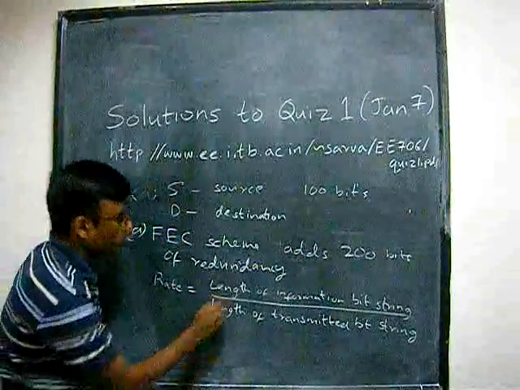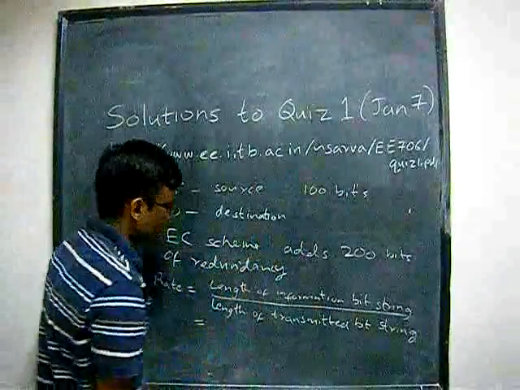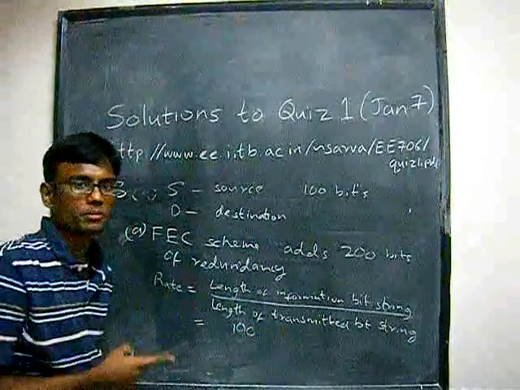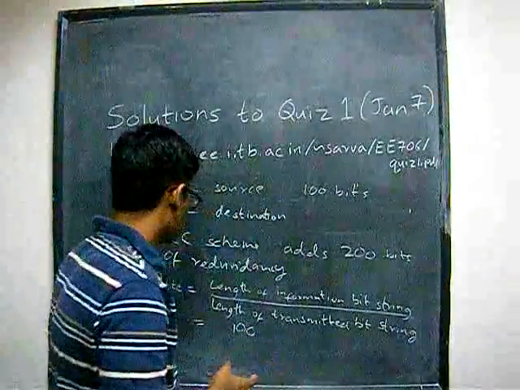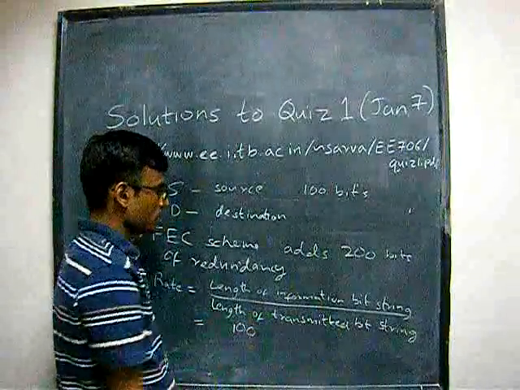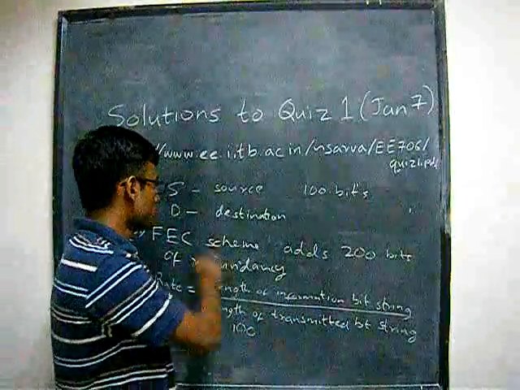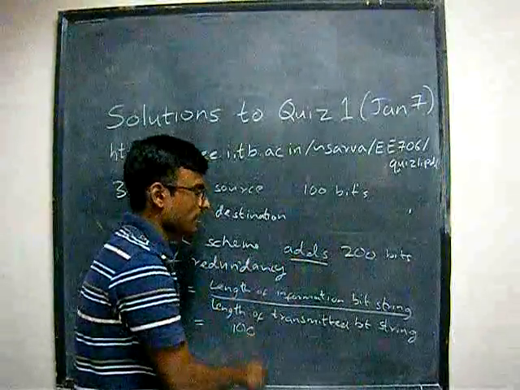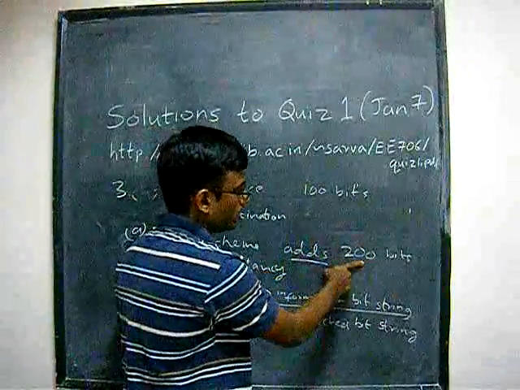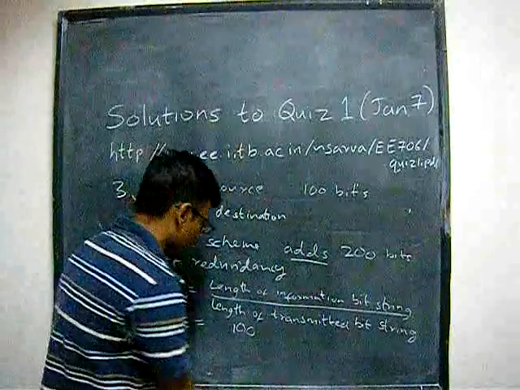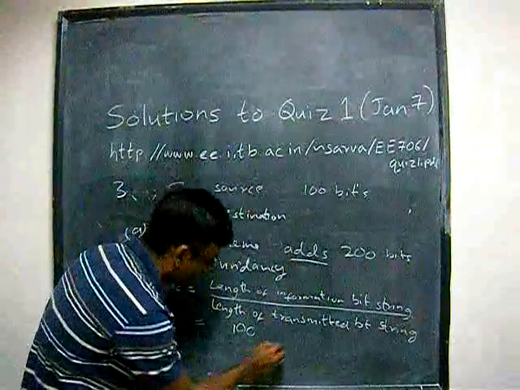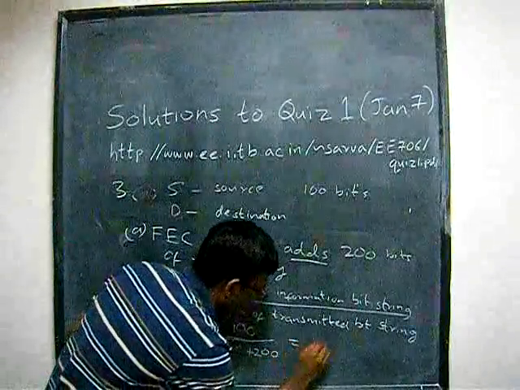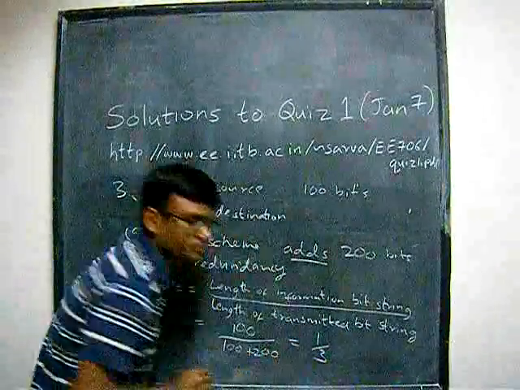So I know my information bit string is 100 bits. That is, the length of the information bit string is 100 bits. Now, what is the length of the transmitted bit string? I said my FEC scheme adds 200 bits of redundancy. So the keyword is adds. You take the 100 bits and you add 200 bits and then you send it, like I explained in class. So 100 plus 200. So this is 1 over 3.